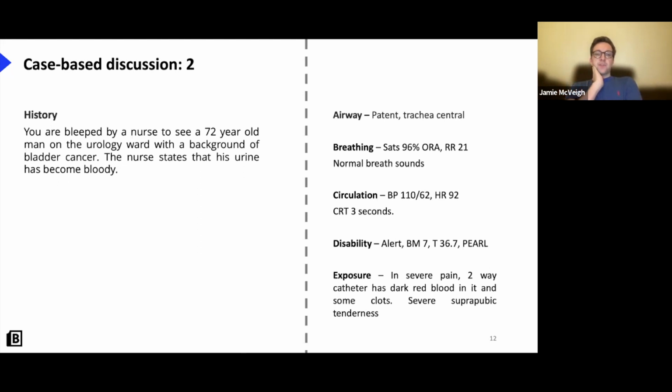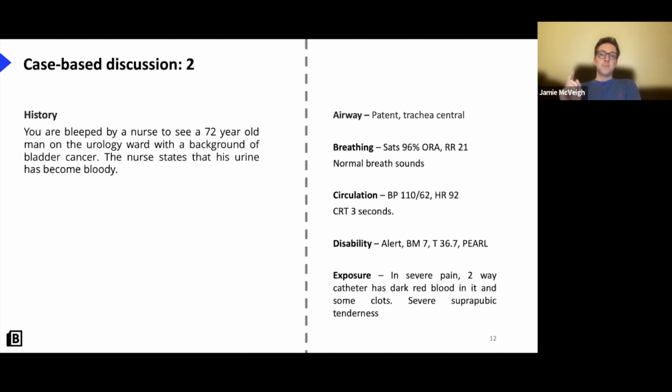And some analgesia. Yes. So when you get a patient with clots in their catheter bag and they're screaming in pain, the most likely thing is they are in clot retention. So yes, you need to unblock the catheter. But thinking about that comes in a little bit. Thinking about the A to E approach, the most important thing for this man is he's a little bit tachycardic and he's a little bit hypotensive.